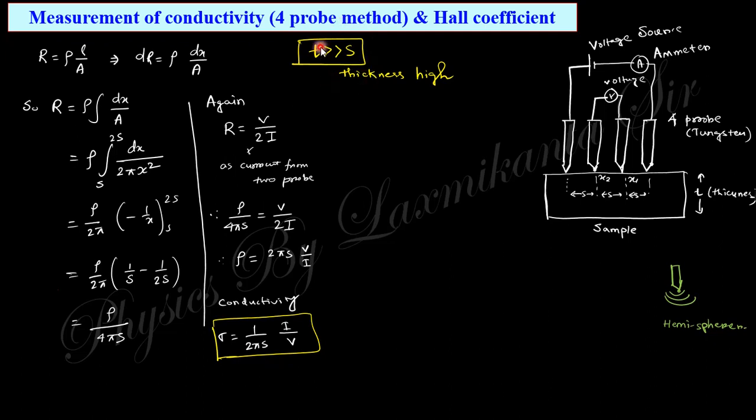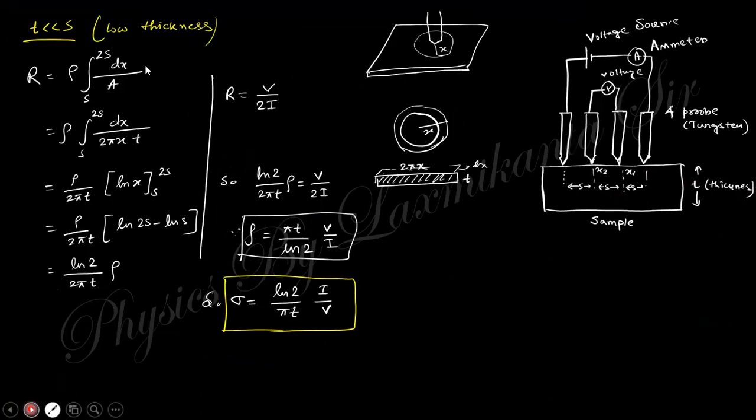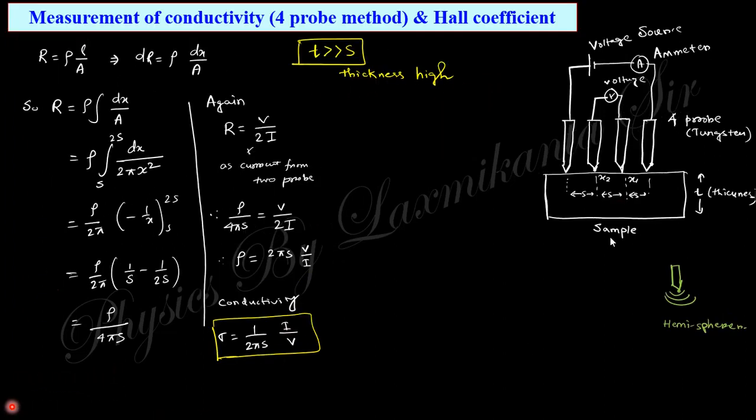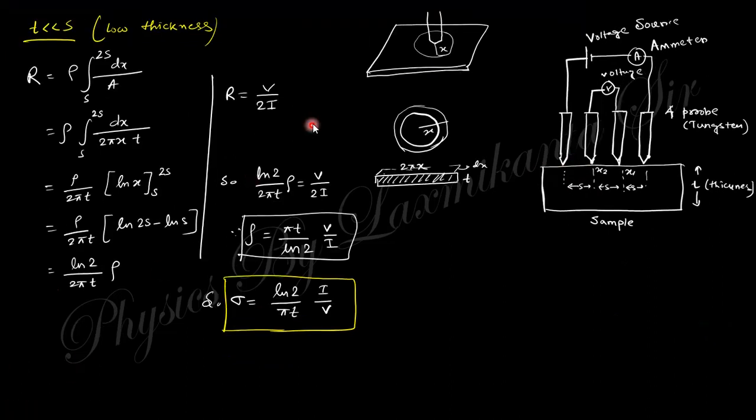The condition is that the thickness of the material is much higher. But in case the thickness is very low, then what happens? You just see this, this cannot be taken as a spherical surface. Because the thickness is very small, this forms a circular, cylindrical part. So the area will be changed, and this area will be 2 pi x into t. If you integrate, you will obtain this expression, and from R equal to V by 2I, you will get the conductivity relation.